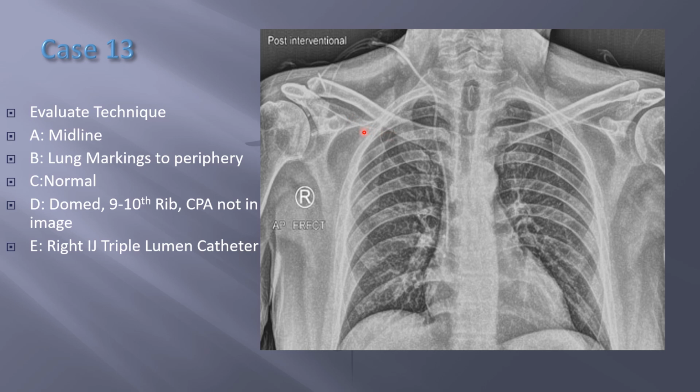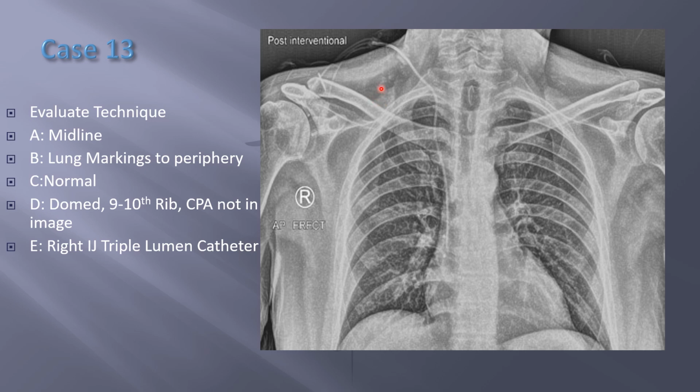Sometimes you'll see them placed here, and it'll kind of bend down to the subclavian vein underneath the clavicle, and come down here. But most of the time you'll see them here. And you'll see 3 lines coming off the single catheter. So this is a triple lumen central venous catheter. So this patient needed central access for some reason, so they placed that there.